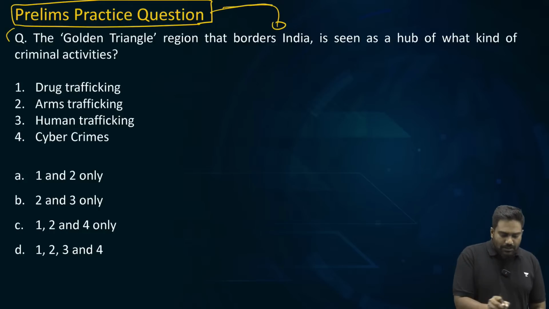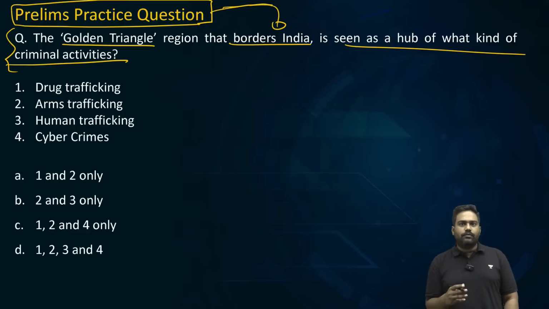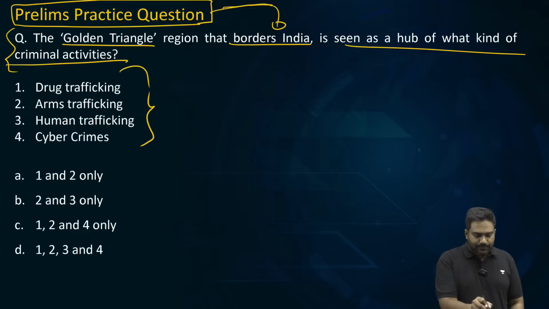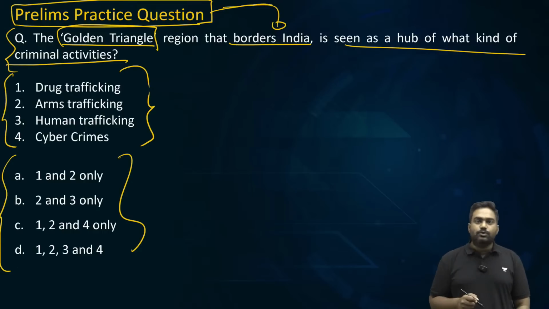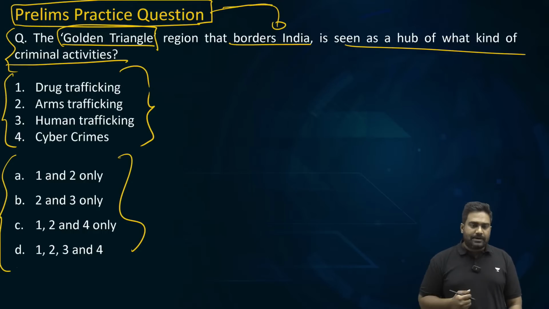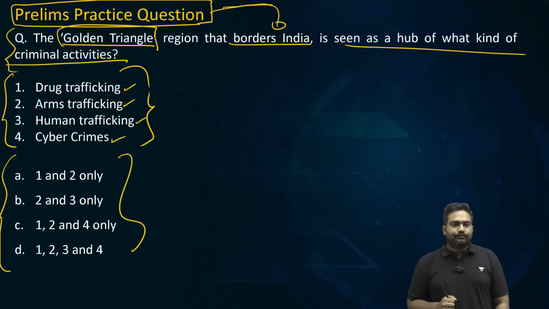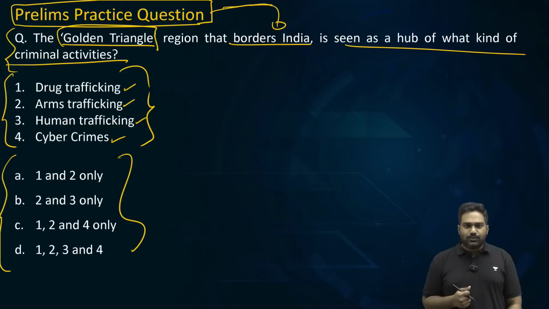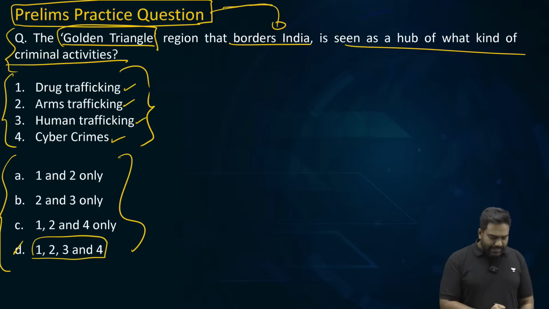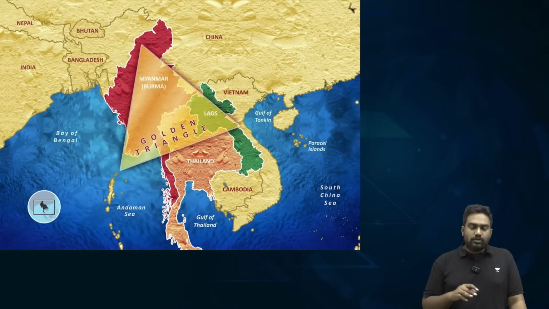So take up this question. The Golden Triangle region that borders India is seen as a hub of what kind of criminal activities? There is a region called Golden Triangle. So can you tell me what type of criminal activities do you come across in the Golden Triangle? Drug trafficking, arms trafficking, human trafficking, cyber crimes. Most are saying D, some are saying B and C as well. The correct answer is D. All four criminal activities are seen in Golden Triangle.